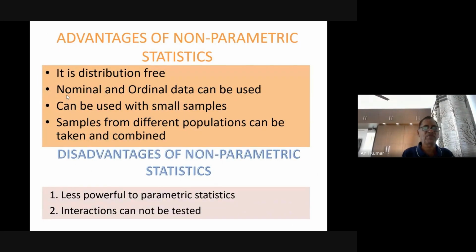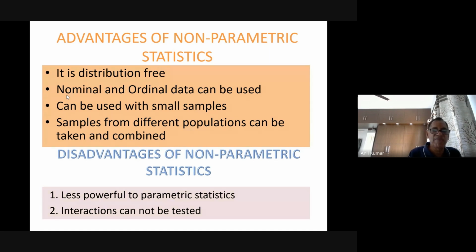Overall, if you look at it, non-parametric is distribution free. It can be used for nominal and ordinal data. It can be used with a small sample, because with a small sample you can't expect normality of the data, so indirectly we are saying abnormal data. Samples drawn from different populations can be taken, so there is no pairing, only unpaired samples.